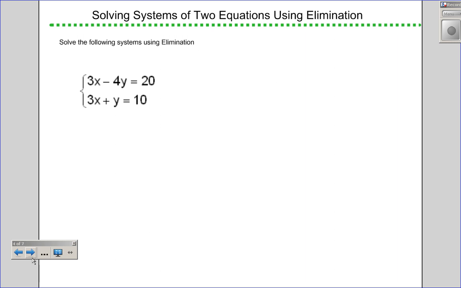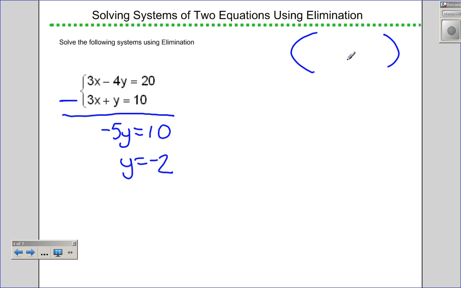Let's look at another system of equations that we'll solve using elimination. I'm going to look, and my y's don't cancel in this one. I have a positive 3 and a negative 3, so I can't necessarily use the big plus sign, but what I can use is the big minus sign. So I have 3x minus 3x is 0x's. Negative 4 minus 1 would be a negative 5y. 20 minus 10 is 10. So y equals negative 2.